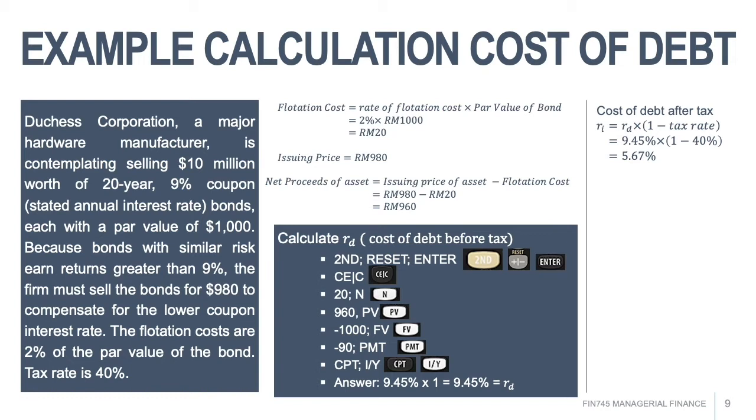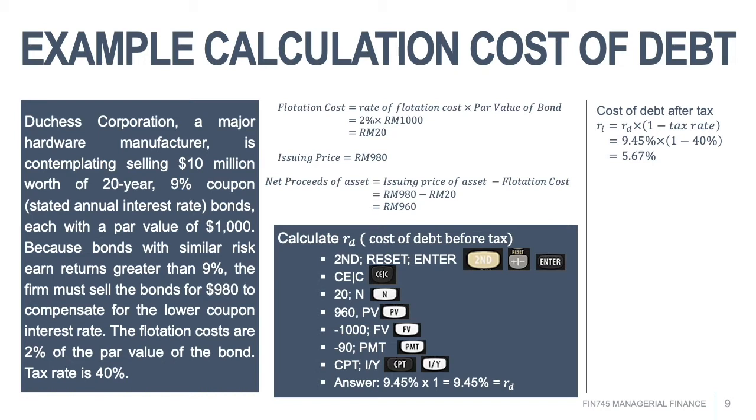Then you can calculate cost of debt before tax by using the calculation for YTM. So you use the financial calculator, clear all the data, you put 20 for N, present value we put 960, which is the net proceeds of the bond. Future value 1,000, this is the principal or par value of the bond, we put a negative sign. PMT is the coupon payment of the bond, which is 9% times 1,000 ringgit, so you get 90 ringgit. And then compute I/Y, you get 9.45%. The bond is an annual coupon bond, so times the number of compounding periods equal to 1, so you get 9.45%. This is RD, the cost of debt before tax.